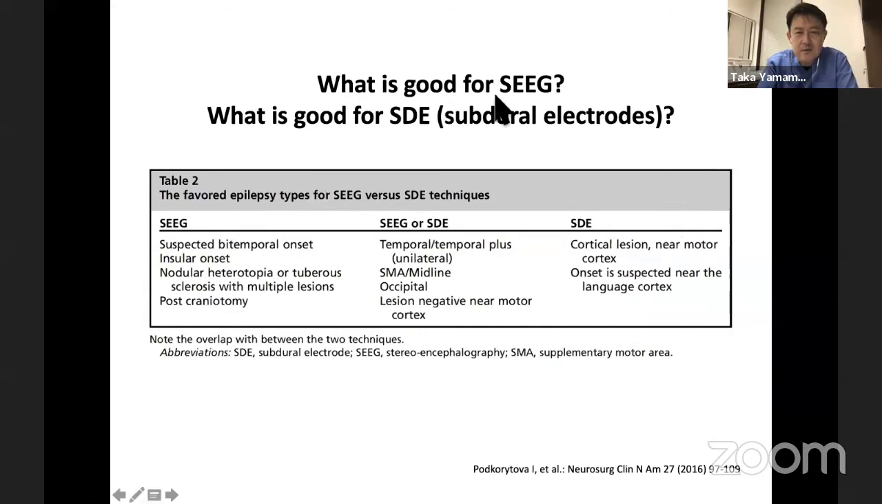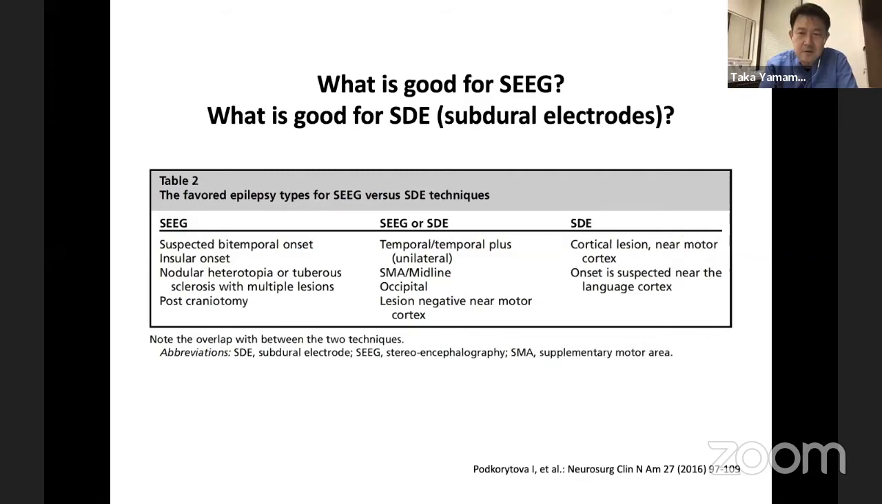So what is good for SEEG and what is good for subdural electrodes? SEEG is good for bitemporal onset, and the insula is very good for SEEG, and also post-craniotomy patients. Many people with prior surgery have severe adhesion between the dura and the brain. So SEEG is good for these patients.